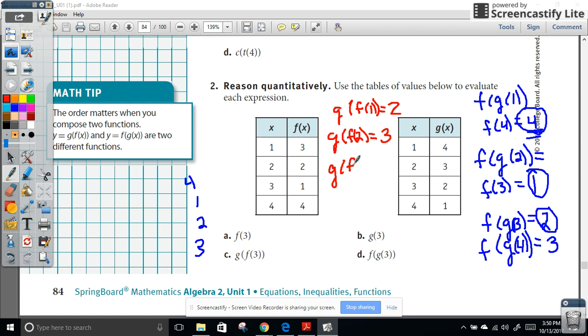Okay, g of f of 3. Okay, we plug in 3 into the f function, we get a 1. Take that 1, plug it into the g function, we get a 4. And the last one is g of f of 4. Plug in 4 into the f function, we get a 4. Take that 4, plug it into the g function, we get a 1. So in my table over here, for my g of f of 1, 2, 3, 4, my answers are 2, 3, 4, 1.